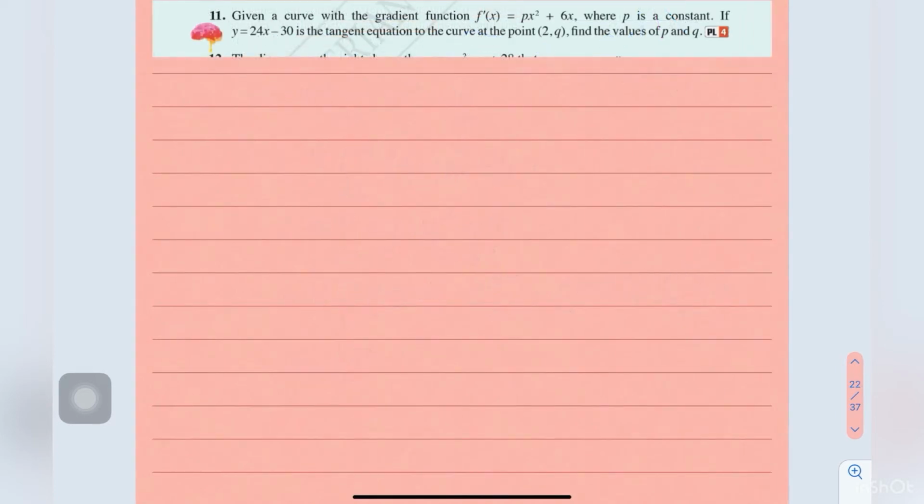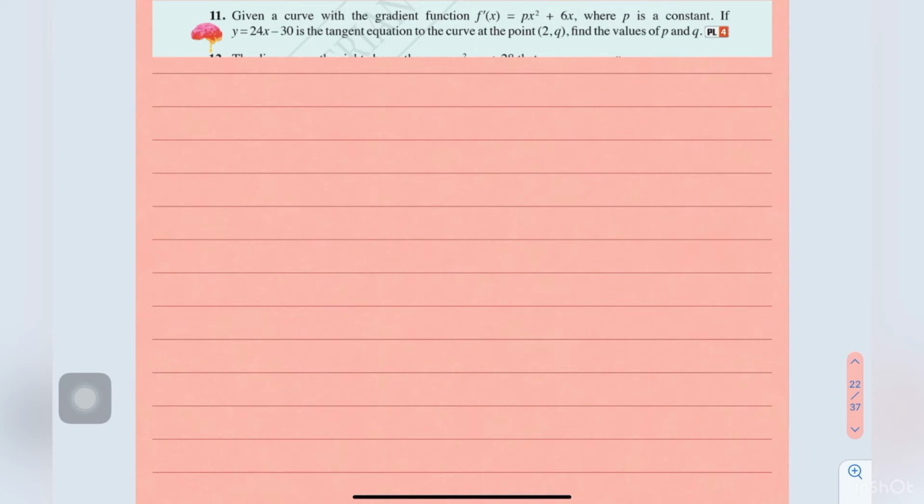Number 11, given a curve with the gradient function f prime x equals px squared plus 6x, where p is a constant. If y equals 24x minus 30 is a tangent equation to the curve at the point 2, q, find the values of p and q.